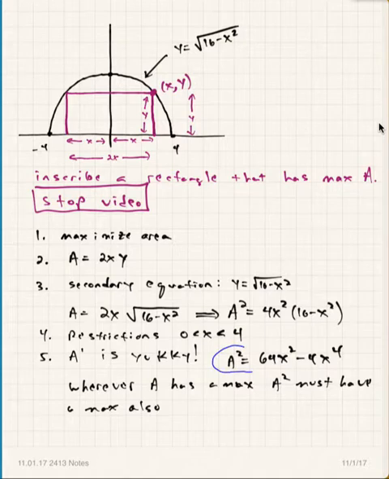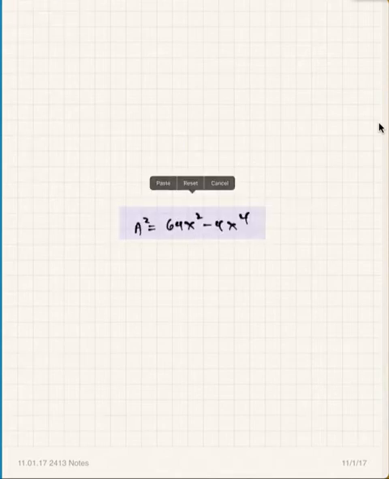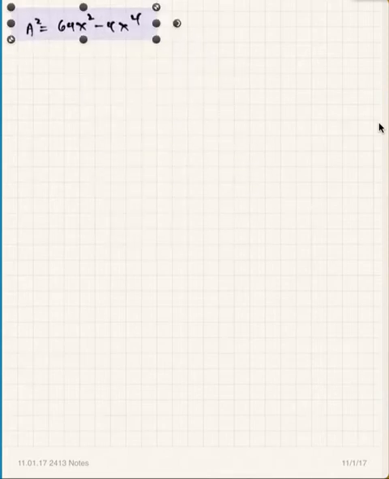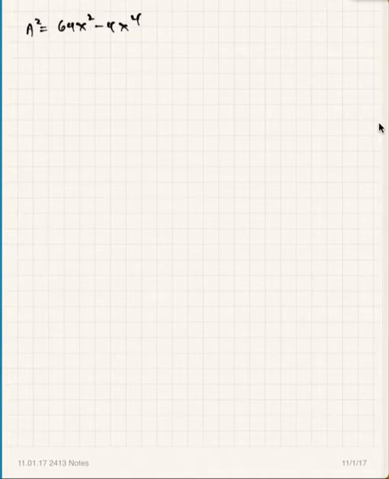I'm going to take the derivative of this function right here. And so I'm going to go ahead and copy that and paste it to the next page, like that. And I'm going to find the critical numbers for this function, and I'm going to maximize A squared instead. Much easier to do that.